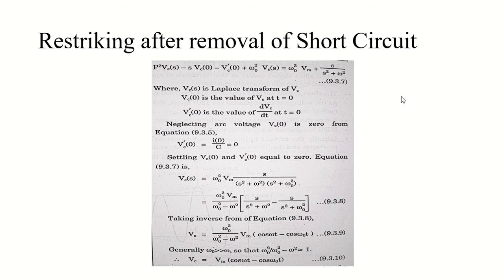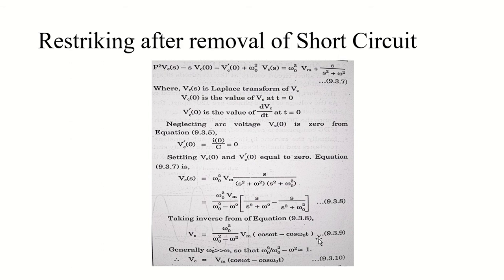Now once we find out the value of vc, there is one thing we generally take care of: the value of omega 0 will be way more than the value of omega. Why? Just so that the ratio of omega 0 square divided by omega 0 square minus omega square comes as close as possible to 1, so that the value of vc will be equal to vm into cos omega t minus cos omega 0 t. Remember we studied it earlier when we started the chapter.